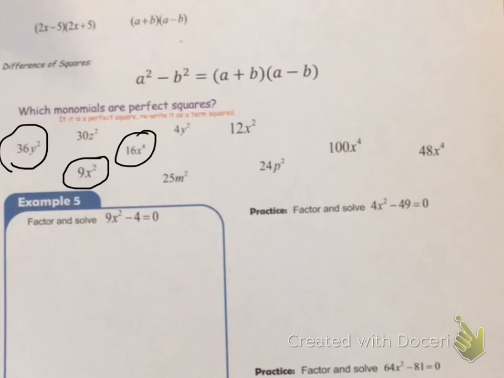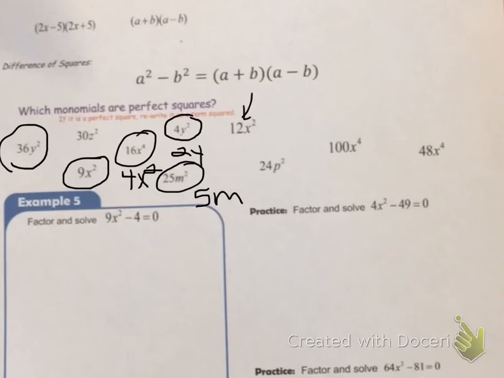16x to the fourth is a perfect square because you can do 4x squared times 4x squared, and that will give you 16x to the fourth. 25m squared is perfect. You would get 5m as its square rooted term. 4y squared is perfect because its square root is 2y.